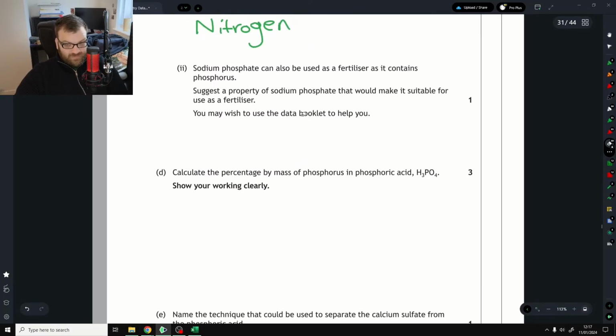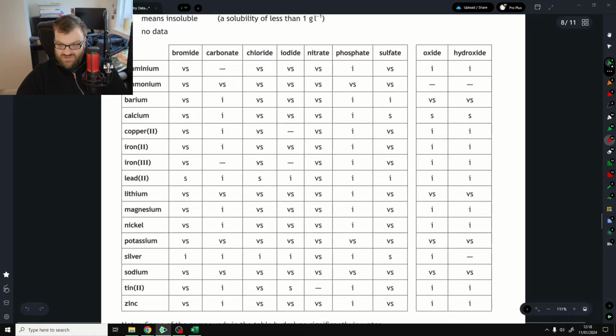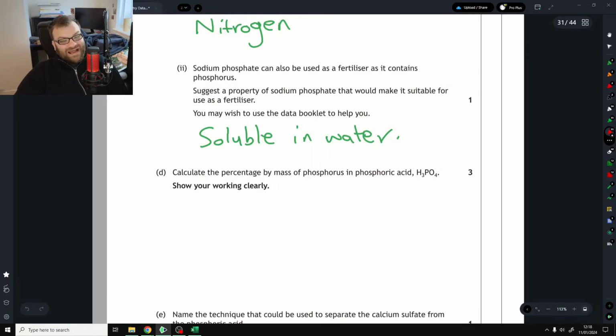Next up, sodium phosphate contains phosphorus, so it's a good fertilizer. Another property, now, a fact that you might want to just remember is that it needs to have NPK and needs to be soluble in water. It needs to get up through the roots into the plant. Now, sodium phosphate, hopefully, we go to page 8 and look at sodium phosphate. It's here, it is very soluble. This means it can get up into the roots. So I got that just because I know that's why they're used as fertilizers. But the data booklet would help us with that.